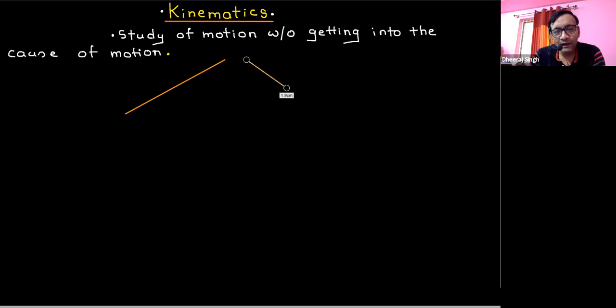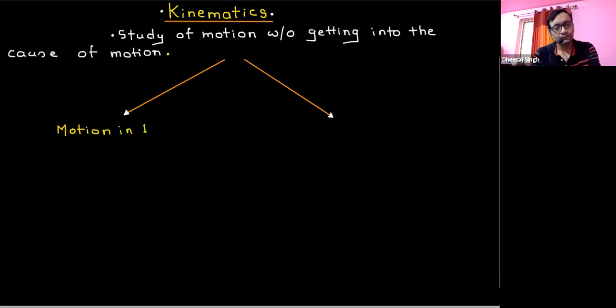So kinematics name is not there as a chapter name. In fact, kinematics is basically a section which consists of two chapters in your syllabus. The first chapter is motion in 1D. Okay, so motion in 1D, chapter number one. And the second chapter is motion in 2D.